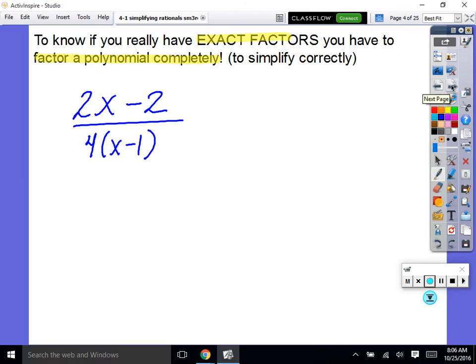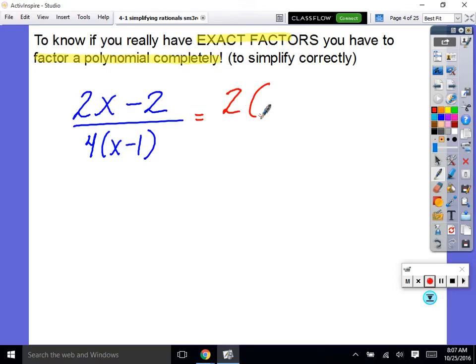Here we go. All right, so looking at this one, let's go ahead and divide out what we can. Now, here's the trick. To know if you have exact factors, you have to have it all factored. You can't have it in non-factored form and say, okay, there's nothing that divides out here because 2x minus 2, there's not a 2x minus 2 on bottom. There are exact factors, but they're just in disguise. So we have to factor it out, and then we'll see if there's exact factors. So on top, what do we factor out? Guys, it's pretty straightforward. What do we factor out? What's in common? A 2.